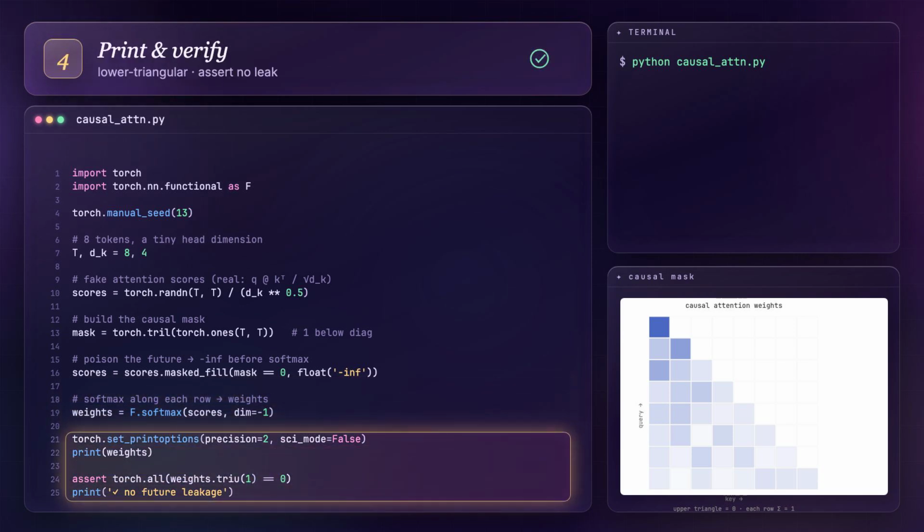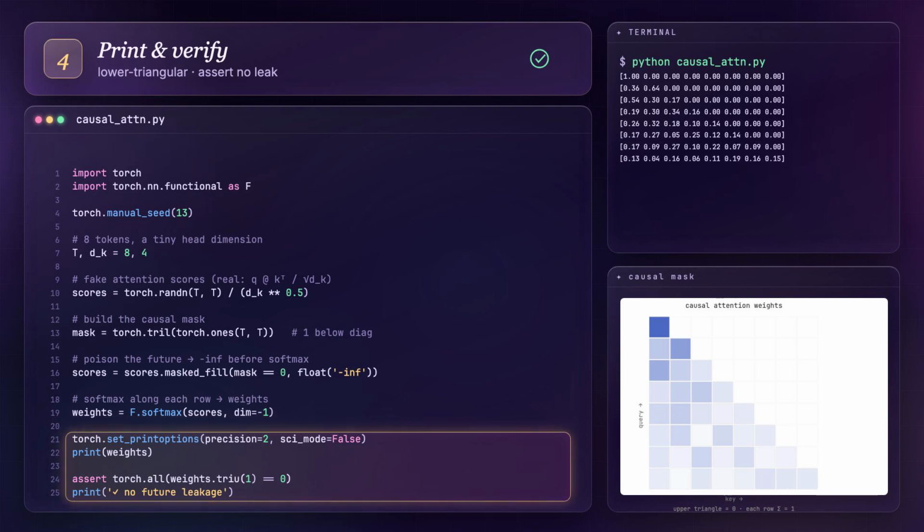Then the payoff. We run softmax along the last dimension, across each row, turning scores into a probability distribution. Because the upper triangle is negative infinity, those cells come out as a clean 0 and each row's remaining values renormalize to sum to 1. We print the matrix rounded to 2 decimals and we add a quick assertion that the upper triangle really is all zeros. Then print the no future leakage confirmation, so it's not just a vibe, it's verified.